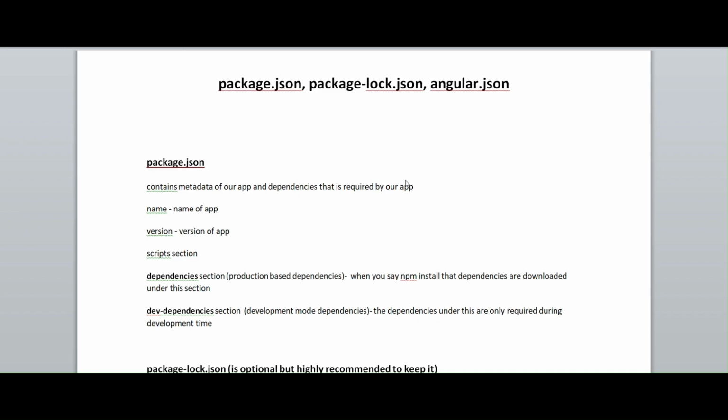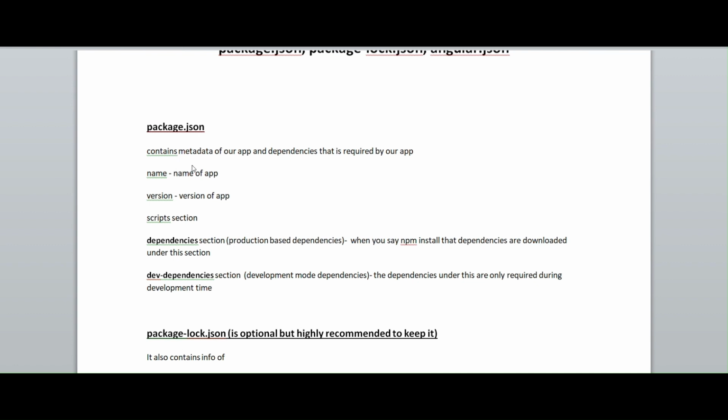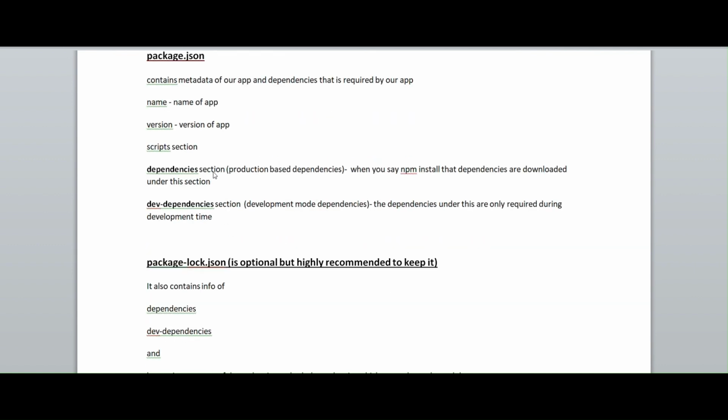So today we'll see what is package.json, package-lock.json, angular.json. Firstly, package.json contains metadata for our application and dependencies that are required by our application. So it has name, version, scripts, and dependencies, dev dependencies sections.